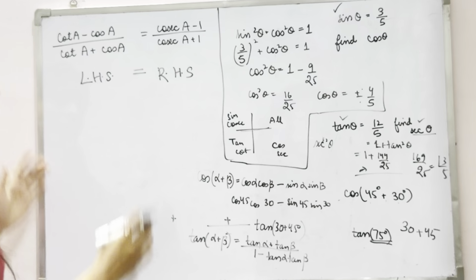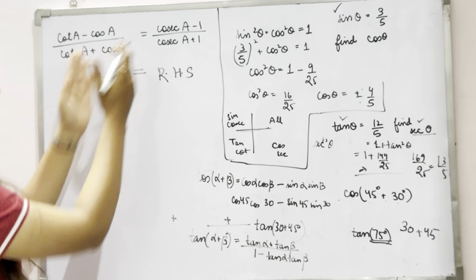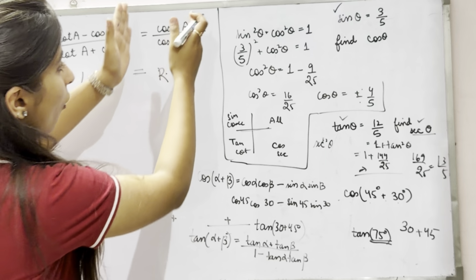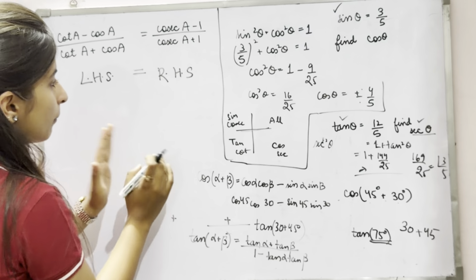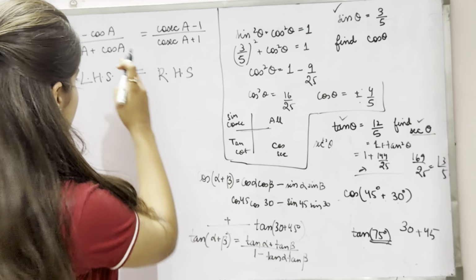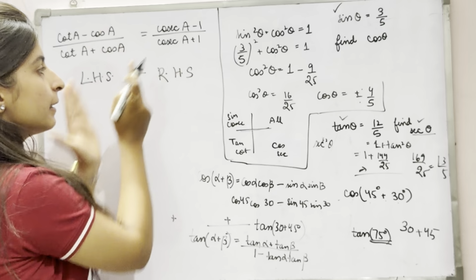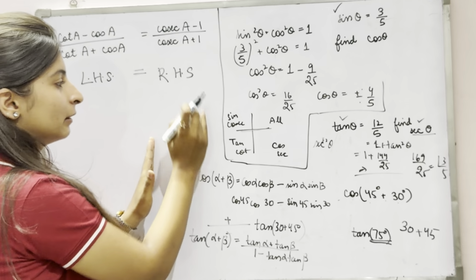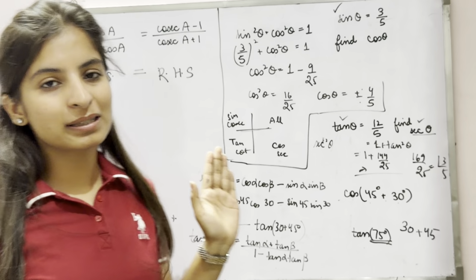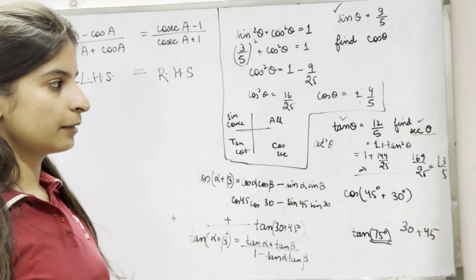RHS. Either I am going to take left hand side, do something and prove it equal to right hand side, or I will take right hand side, do something and prove it equal to left hand side. Third option, take left hand side, do something, you will get an answer. Take right hand side, do something and you will get the answer, but those two things should be same. Then also it proves that left side is equal to the right hand side.